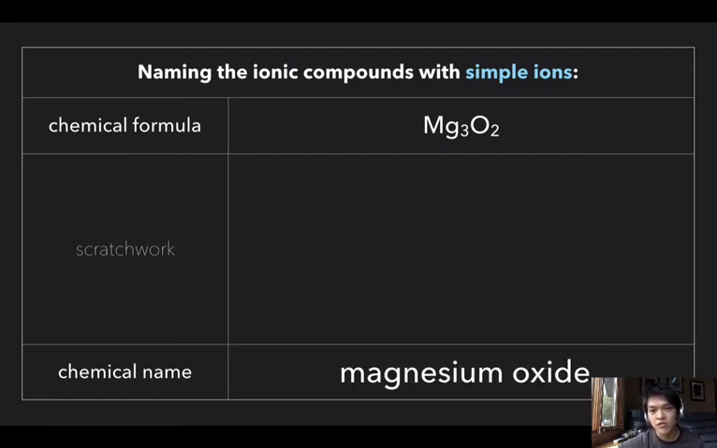So naming with simple ions, pretty easy. You have to make sure you understand here that the subscripts, they don't matter. The subscripts do not matter in this case. All right. So go ahead and try your own problems. When you're ready, you can go ahead and take a look at the key.